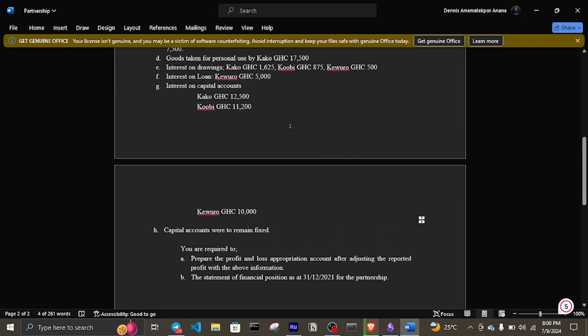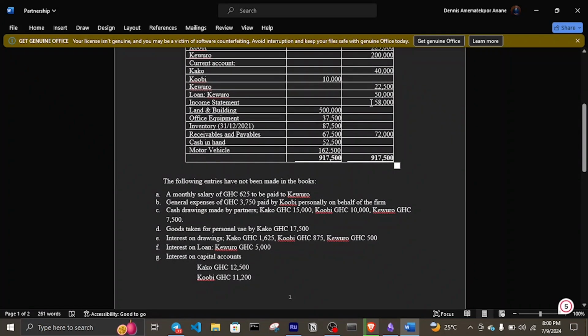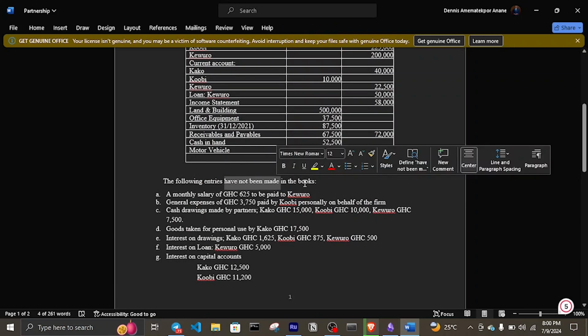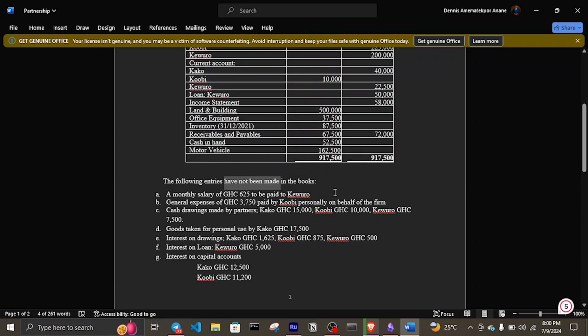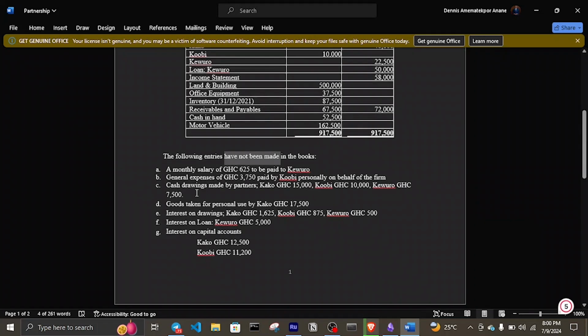So we have to adjust this profit and make sure that the entries that were not made in the books are all accounted for. So now, how do we adjust this profit of 58,000 Ghana cedis from the entries that have not been made in the books? Let's go through it. Now, these adjustments are either going to increase the profit or they are going to decrease the profit.